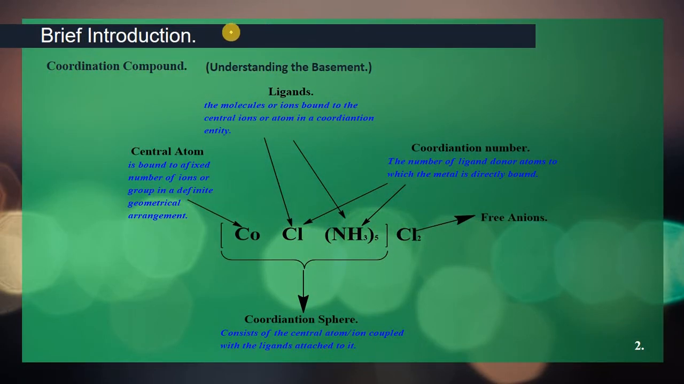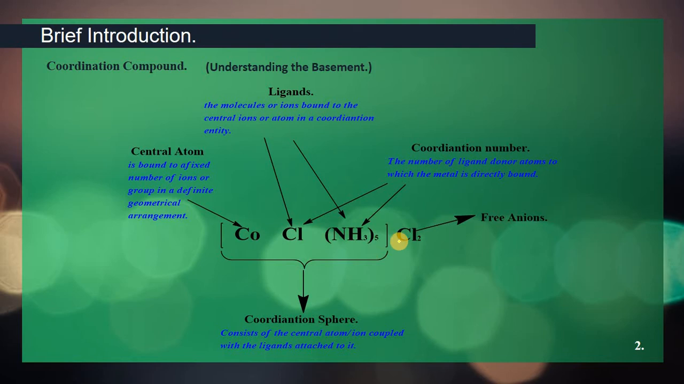Now to the brief introduction, which is my first slide. Coordination compounds, as I have explained in my previous slide, are the product of a Lewis acid-base reaction in which neutral molecules or anions called ligands bond to a central atom or ion by coordinate covalent bonds. So that is just the definition of coordination compounds.